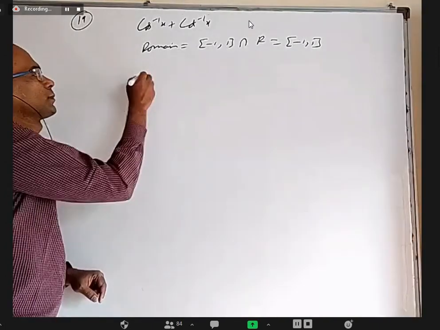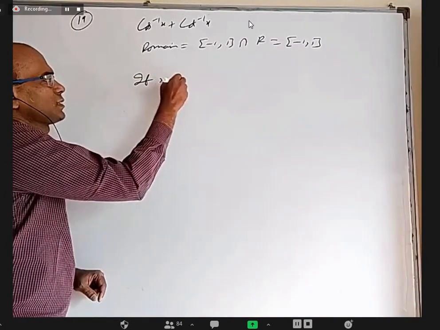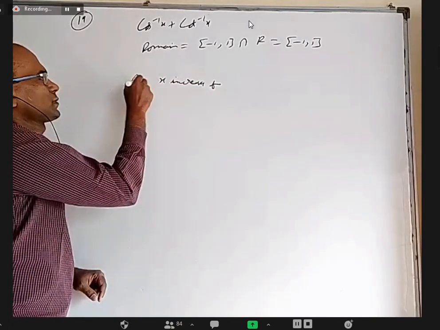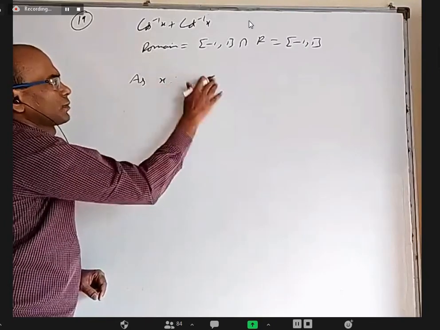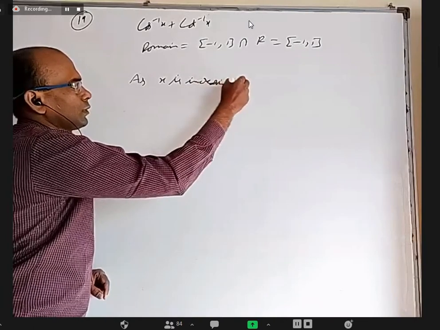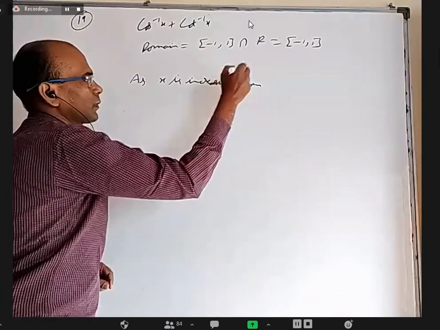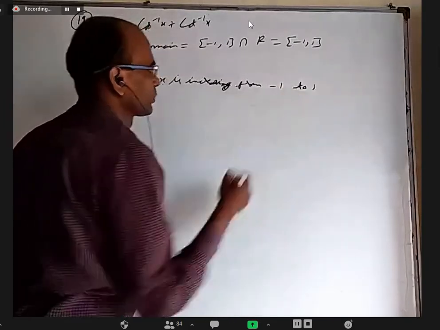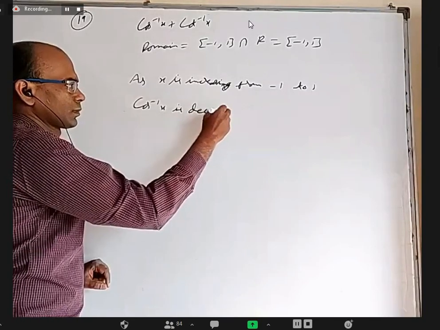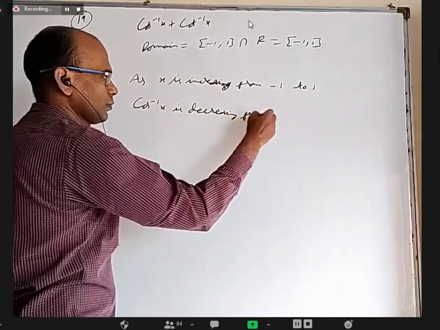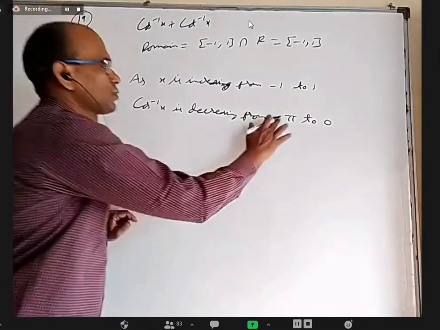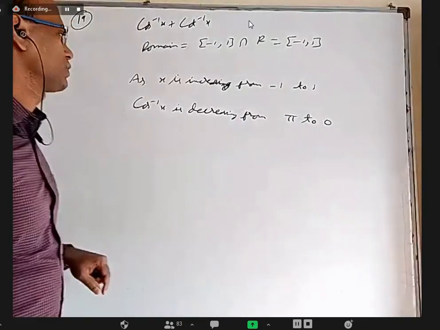They both are decreasing, right? As x increases from -1 to 1, cos inverse x is decreasing from pi to 0, because cos inverse -1 is pi, cos inverse 1 is 0.